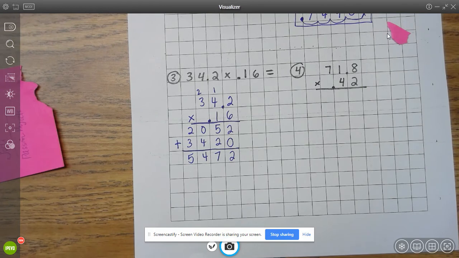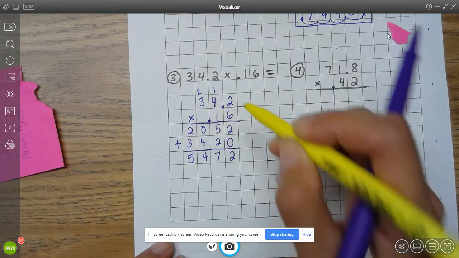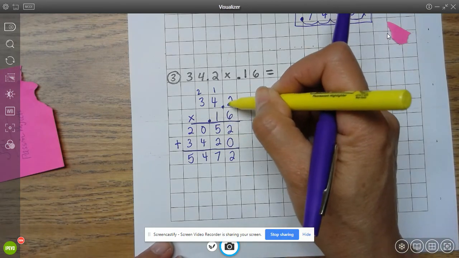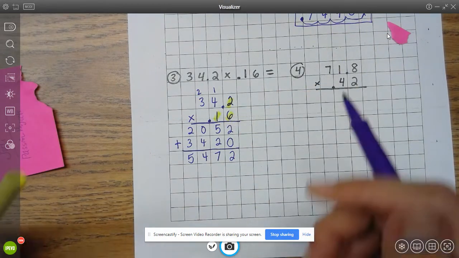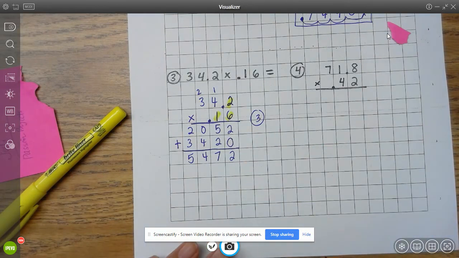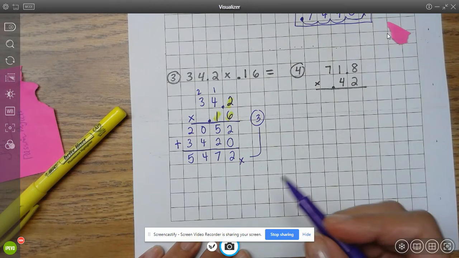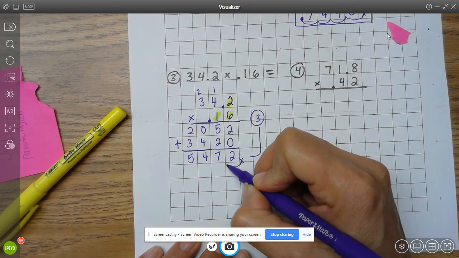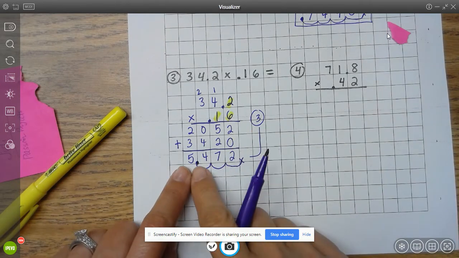So step number 2, count all of the numbers located to the right of all decimals. I have 2 decimals, so I'm going to count. How many numbers do I have to the right? I have 1, 2, 3. So I have 3 numbers located to the right of both of my decimals. I just add them up. So that tells me I start here and I move over 3 times. 1, 2, 3. So my decimal point goes in between the 5 and the 4.